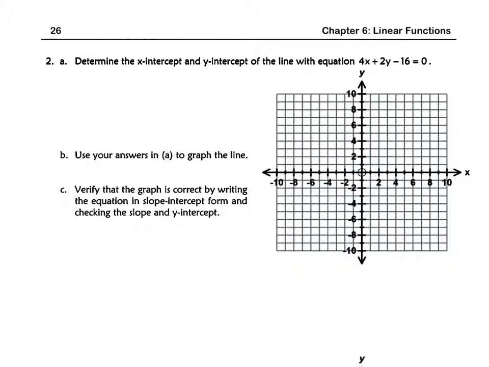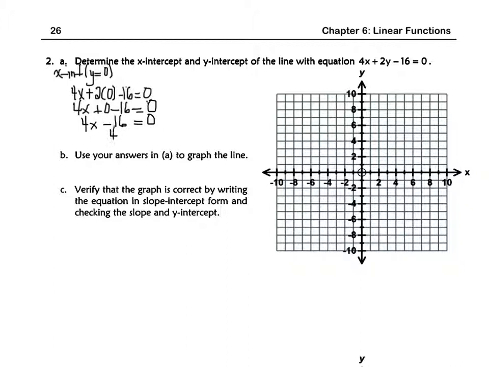Determine the x and y intercept of the line with the equation 4x plus 2y minus 16 is 0. So the x-intercept, remember we let y equal 0. So that's going to give you 4x plus 2 times 0 minus 16 equals 0. And that's going to give you 4x plus 0 minus 16. I can skip this step if you want. Which is going to give you 4x minus 16.